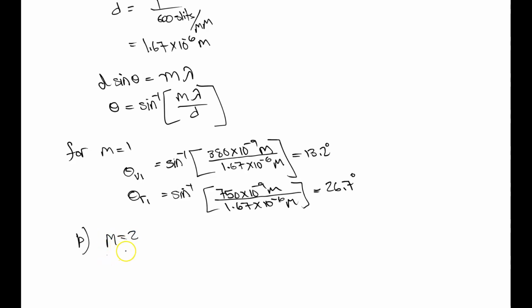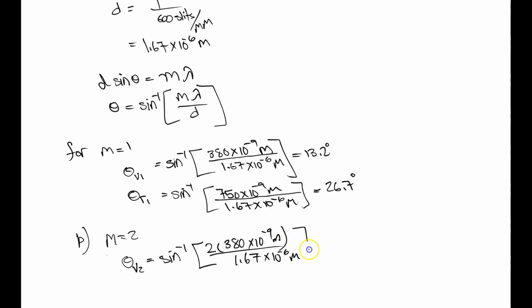We start with that, and that way we get theta violet 2 is sine inverse of the wavelength at that point, which is 2 times 380 nanometers, over 1.67 times 10 to the minus 6 meters, and that equals 27.1 degrees.